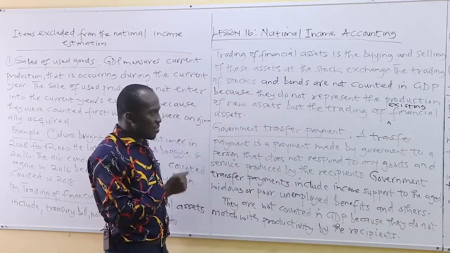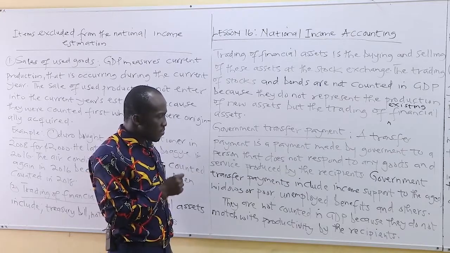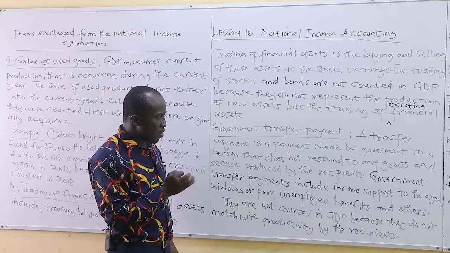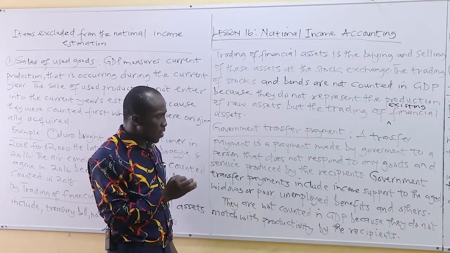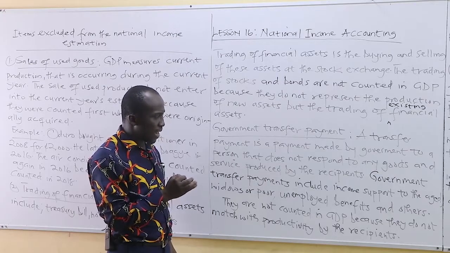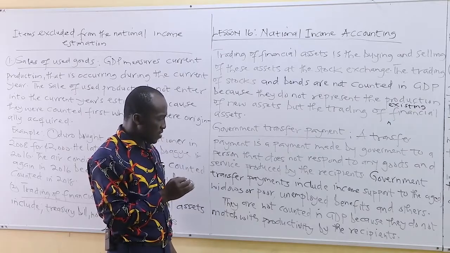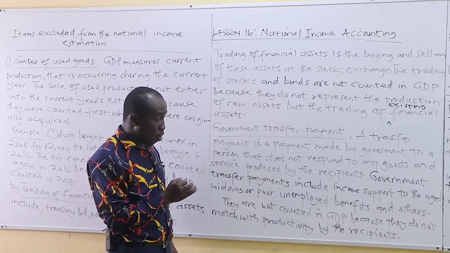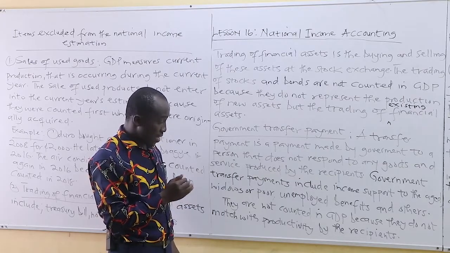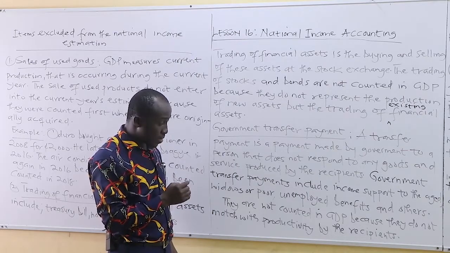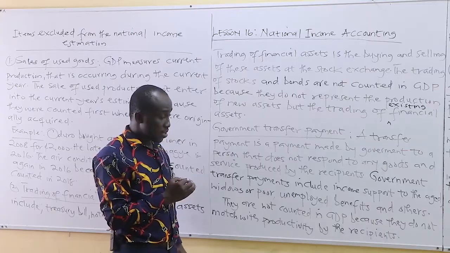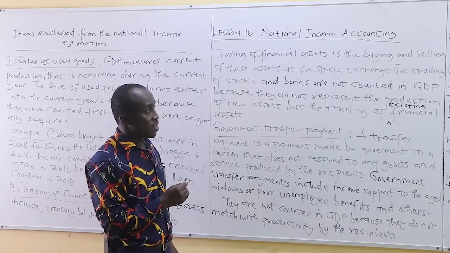Third, we have the government transfer payment. Government transfer payment is a payment made by government to a person that does not correspond to any goods or service provided by the recipient. Government transfer payments include income support to the aged, the widows, the poor, unemployment benefit, and others. They are not counted in the GDP because they do not match with the productivity of the recipient.